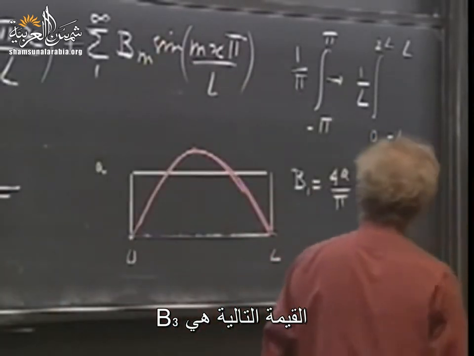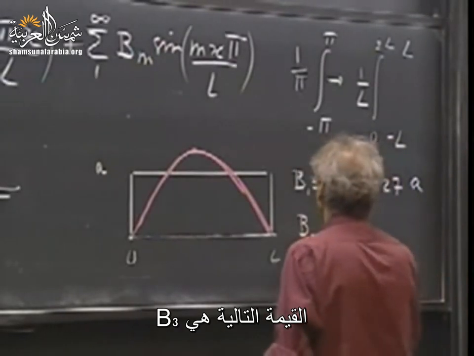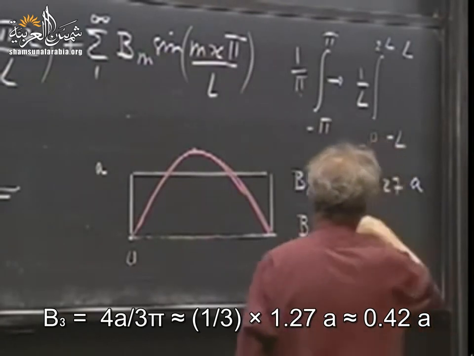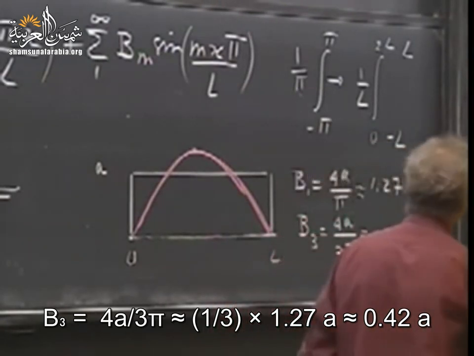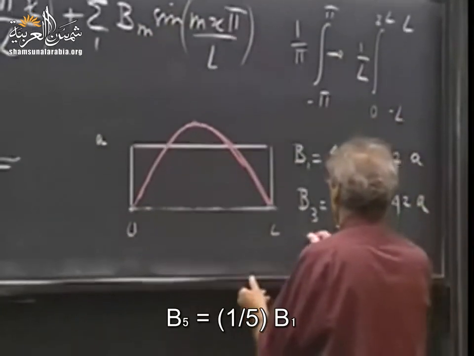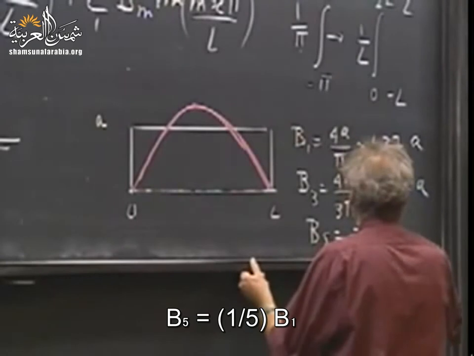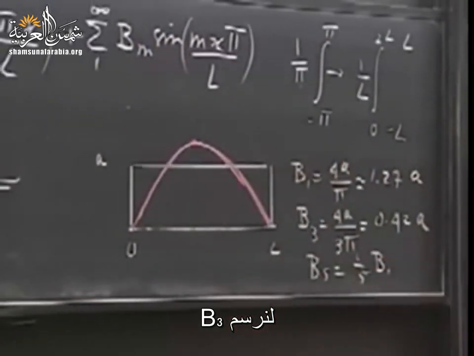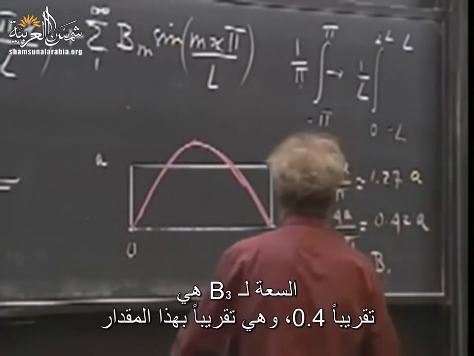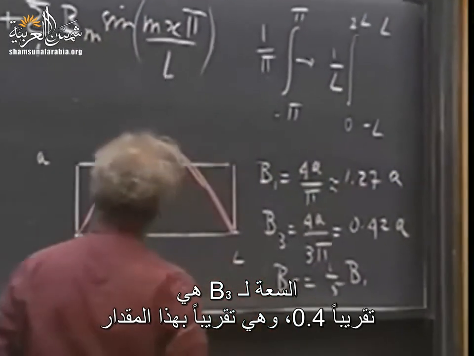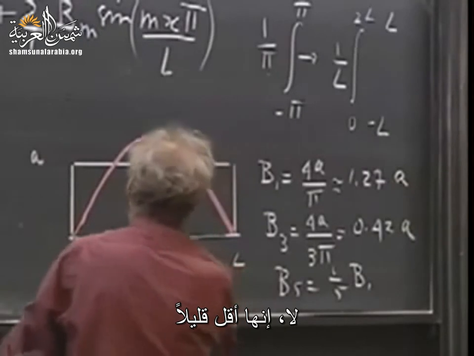The next one is B3. B3 is 4a divided by 3 pi. So it is 1/3 of 1.27, which is about 0.42a. And B5 is 1/5 times B1. Let's put in B3. So B3 has an amplitude which is about 0.4, which is about this much. That's about the height, 0.4, a little lower.